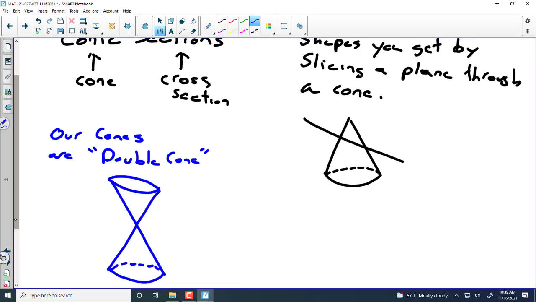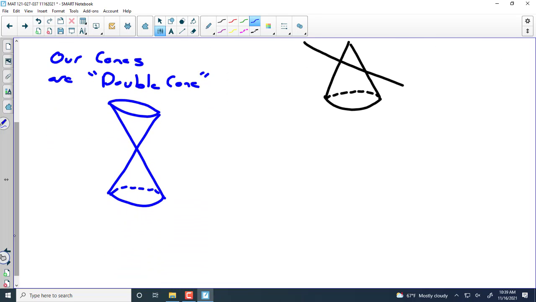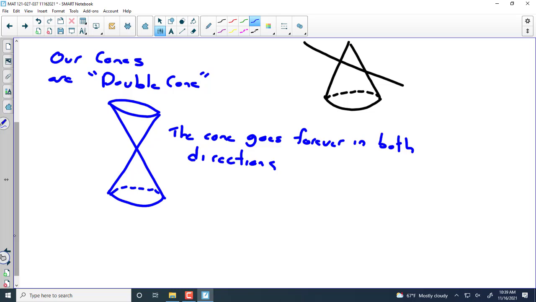And what we have to do for some of our shapes is envision the cone goes forever in both directions. So in other words, the cone just keeps getting wider down here, and it just keeps getting wider up here. I know that's kind of hard to picture sometimes, this infinite double cone, but that's the shape we need to think about for some of our cross sections that we're going to look at in class today.